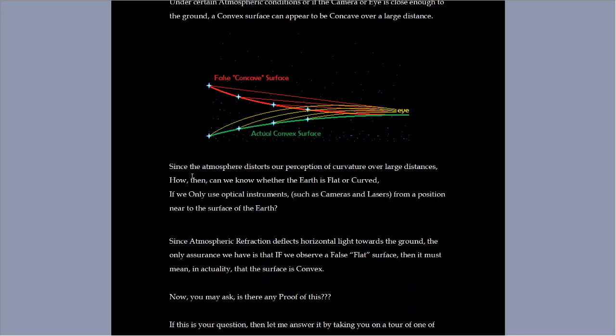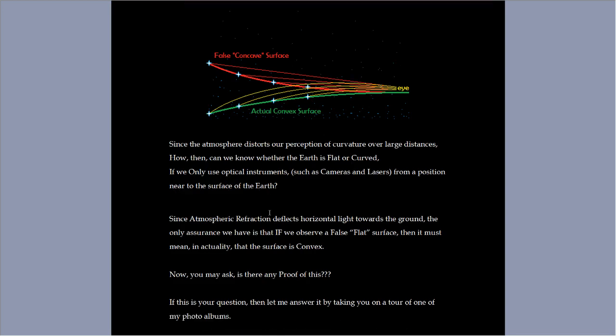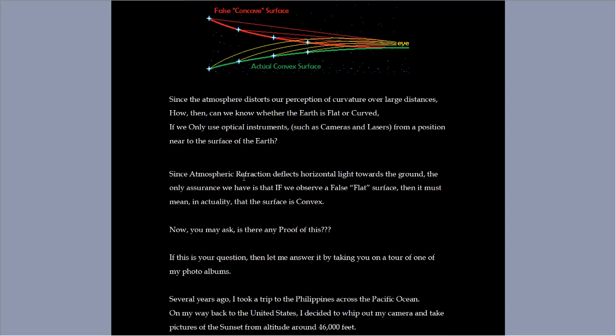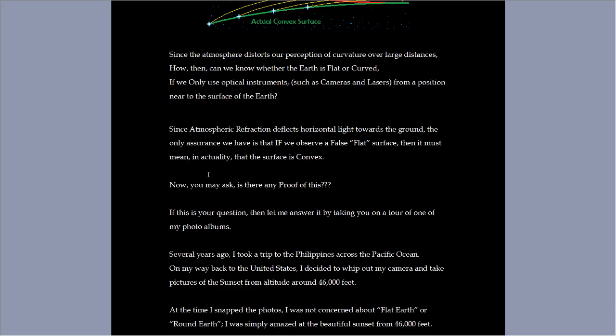Since the atmosphere distorts our perception of curvature over large distances, how then can we know whether the Earth is flat or curved if we only use optical instruments such as cameras and lasers from a position near to the surface of the Earth? Since atmospheric refraction deflects horizontal light towards the ground, the only assurance we have is that if we observe a false flat surface, then it must mean in actuality that the surface is convex. Now you might ask, is there any proof of this?